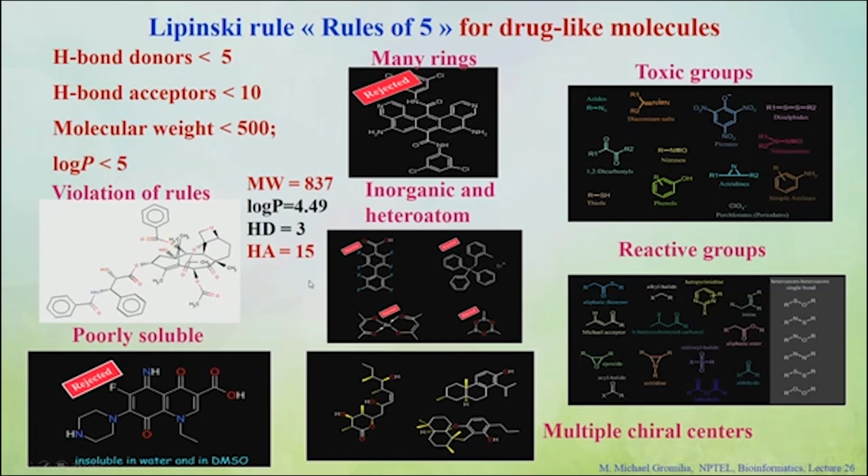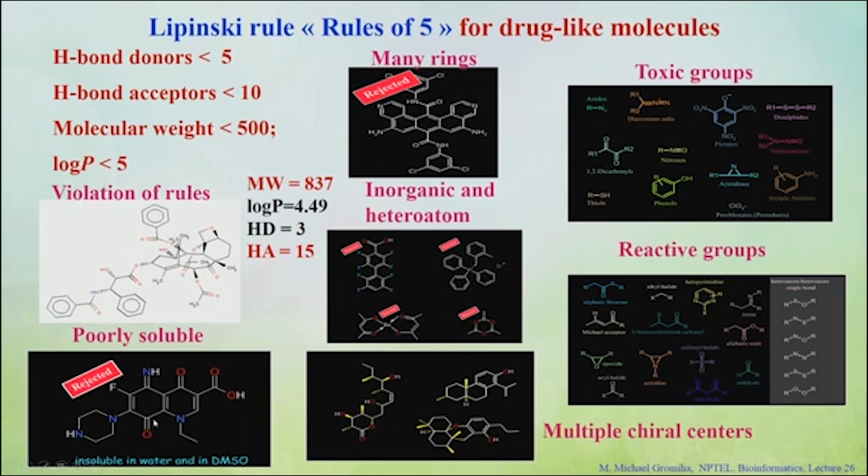What is Lipinski's rule of 5? Molecular weight should be less than 500. Hydrogen bond acceptors should be less than 10. Donors should be less than 5. And the partition coefficient, logP, should be less than 5. So, here if you see compound number 1, the molecular weight is 837 and the hydrogen bond acceptor count is 15. In this case it violated two aspects, so this may not be a drug-like molecule.